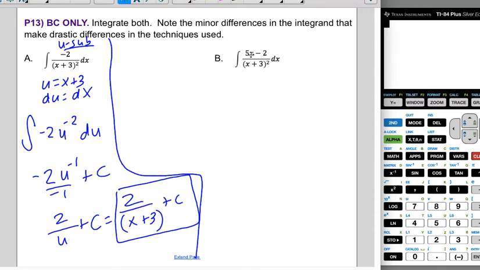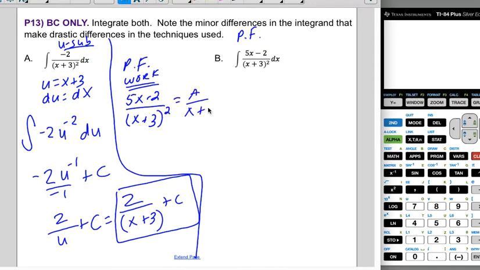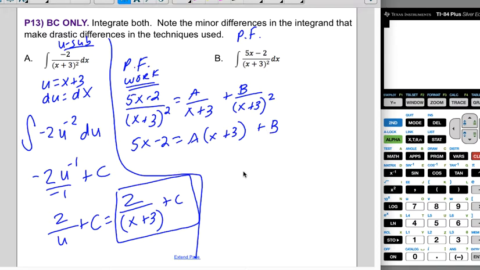So this one is likely partial fractions, right? So I'm going to go ahead and do my partial fractions work. I'm going to say 5x minus 2 over an x plus 3 quantity squared equals a over x plus 3 plus b over x plus 3 quantity squared, right? So when I get my common denominator, the big thing to notice is that b doesn't need to be multiplied by anything, right? So there's actually a couple of ways to do this. You might find that this is one that's easier to do by just distributing, right? You could do clever substitution, that's absolutely fine.